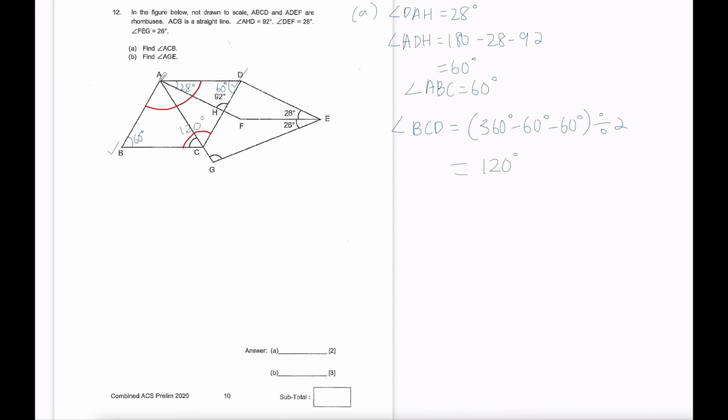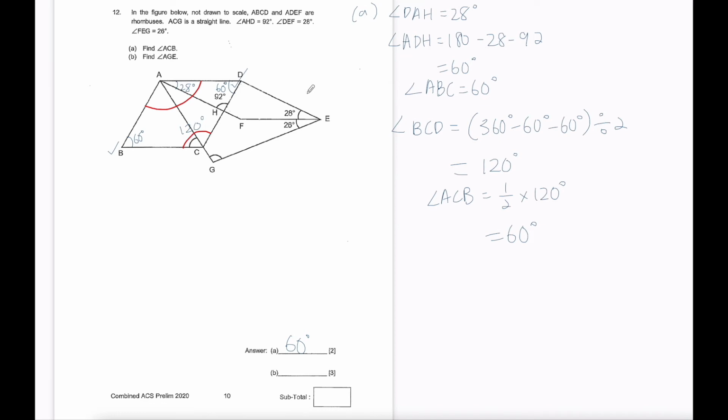Do you realize that AC cuts my BCD in half? It cuts right across, and it's cut in half. So to find out what's angle ACB, I just need to take half times 120 degrees, which equals 60 degrees, and that's my answer. Okay, so let's move on.